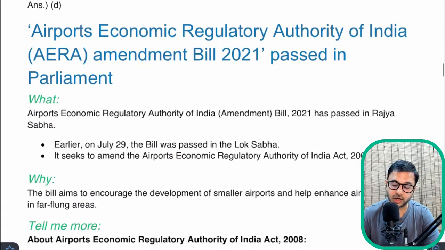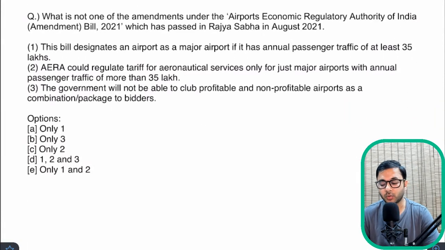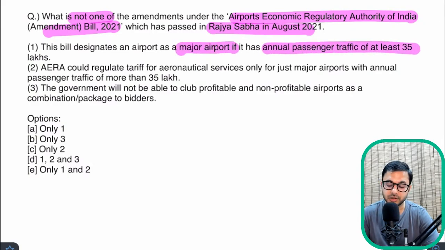Next question is about another bill. So the question is, what is not one of the amendments under the Airports Economic Regulatory Authority of India Amendment Bill passed in Rajya Sabha? Not one of the amendments. This bill designates an airport as a major airport if it has annual passenger traffic of at least 35 lakh. 35 lakh ka hai kam se kam, to major airport bol denge. AERA could regulate tariff for aeronautical services only for major airports with annual passenger traffic of more than 35 lakh. Regulate tabhi kar payega.